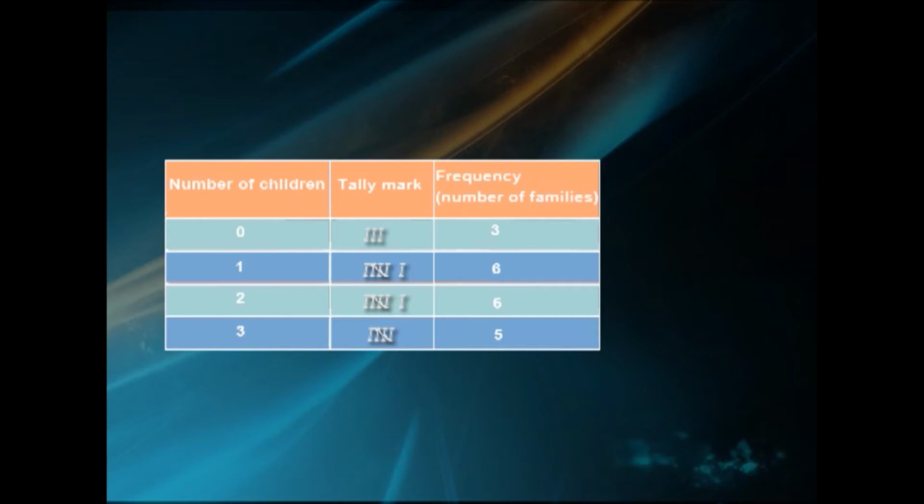Counting the tally marks, the frequency of each value: for 0 it is 3, for 1 it is 6, for 2 it is 6 and for 3 it is 5. In common, the values of a discrete variable are represented in an ungrouped frequency table and those of a continuous variable are presented in a grouped frequency table.